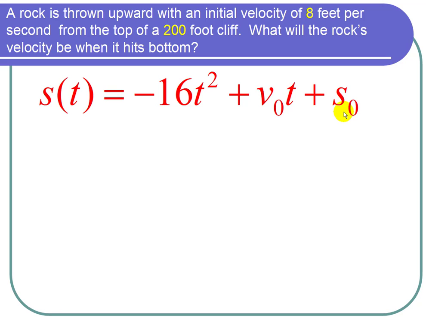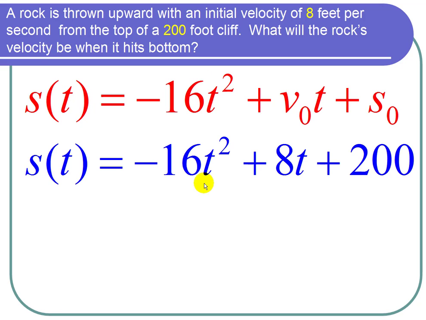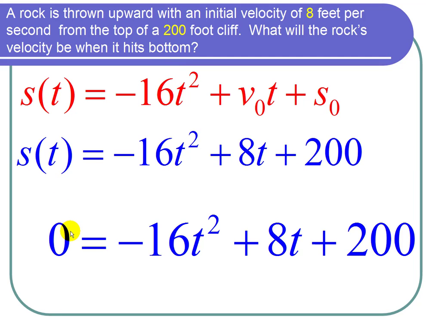So now we want the rock's velocity when it hits bottom. So let's first figure out what the time is when it hits bottom. Well, when the rock hits the bottom, by definition, it is at 0 feet above the ground. So what we can do is set S of t equal to 0. And we get 0 equals negative 16t squared plus 8t plus 200. And this is just a quadratic. Notice I haven't done any calculus yet. This is just algebra. So I solve it using the quadratic formula or a calculator.